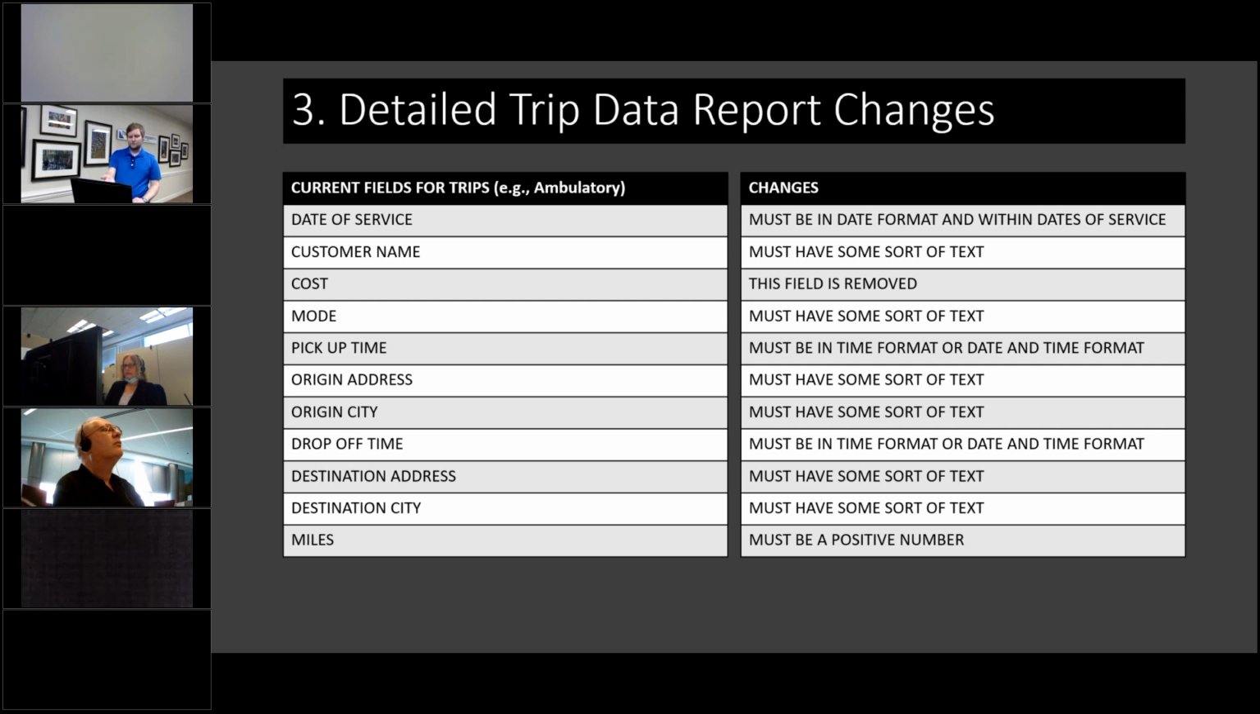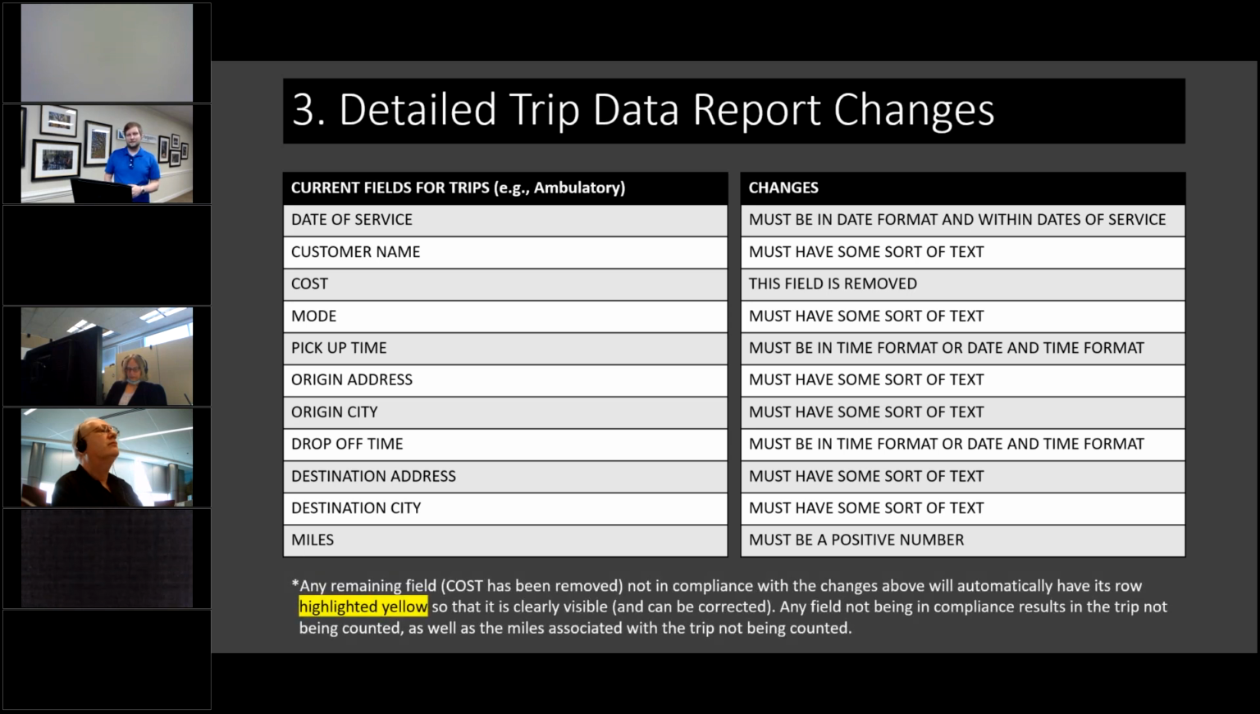In terms of whether it's the customer name, the mode, the origin address or destination address, the origin city or destination city, we really just are looking at whether or not there's any text there. So if there's a blank, then that's an issue, an error we want to avoid. But miles too, we just want to make sure it's a positive number.